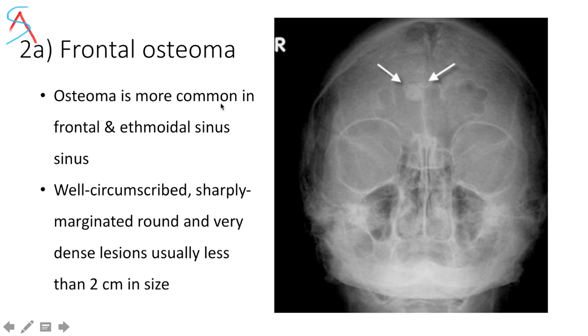In the frontal sinus, as I told, the most common pathology which you can see is osteoma, which is common in the frontal and ethmoidal sinus. How will the osteoma look? Osteoma will be well circumscribed. It will be round. Generally, it will be less than 2 cm in size.